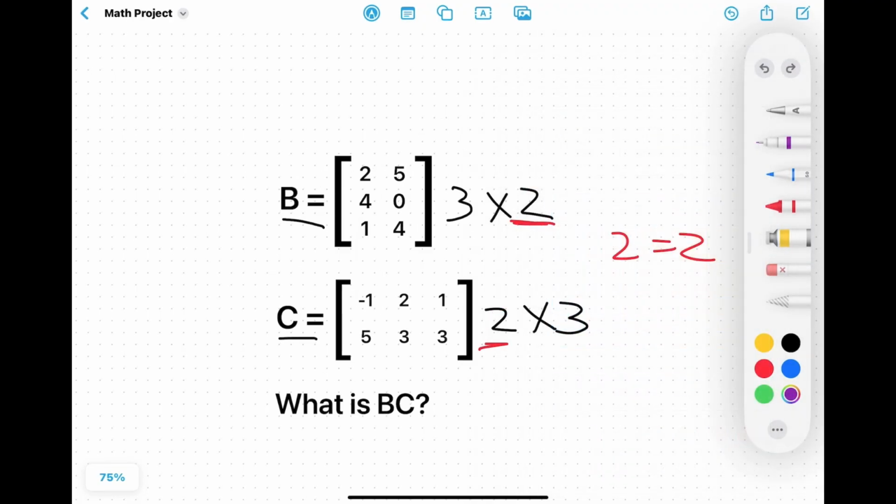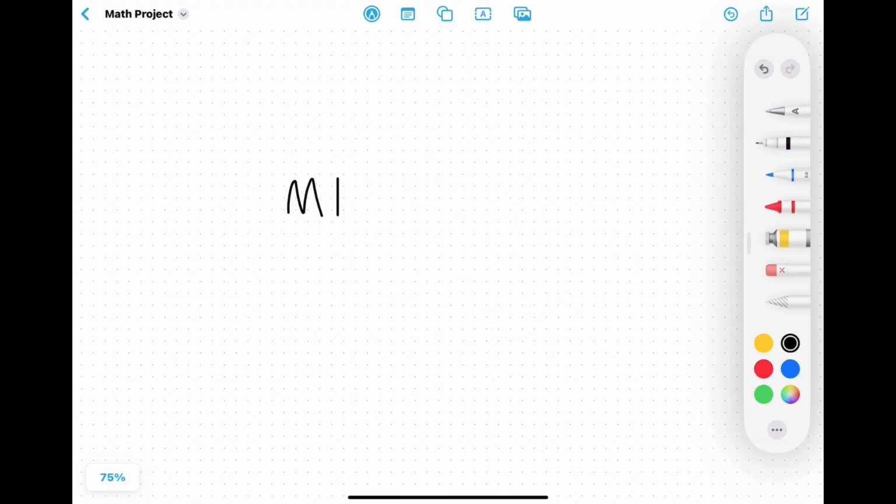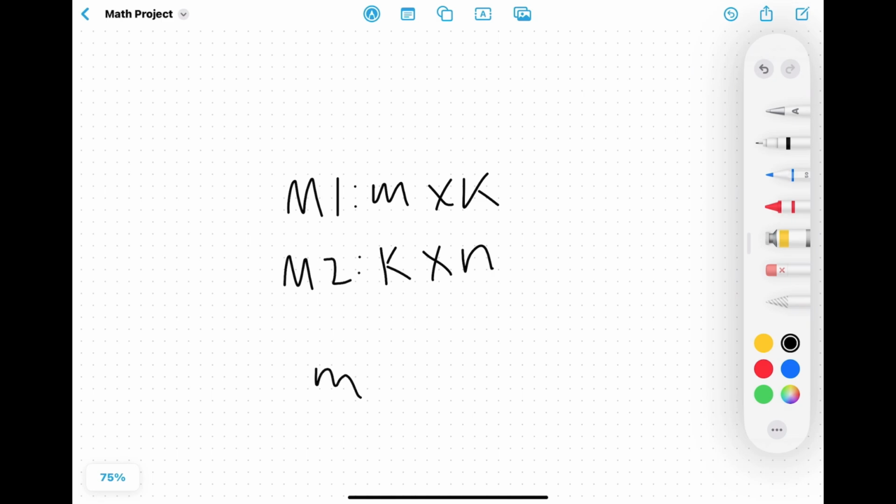But that leads us to another question. What does the row of matrix B and the column of matrix C mean? Well, let's say matrix 1 is M by K, and matrix 2 is K by N. That would mean the dimension of the resulting matrix would be M by N.